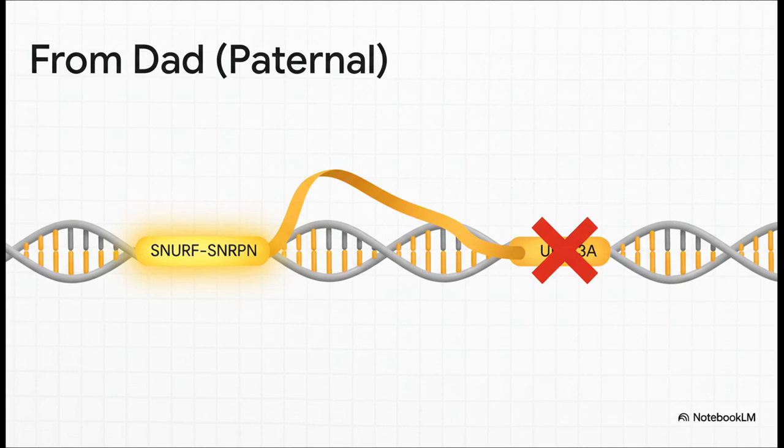Okay, so here's how it works. Let's start with the chromosome you inherit from your dad. On that copy, a special gene called SNRPN is switched on. Now this gene doesn't make a protein. It makes what's called a long non-coding RNA, or lncRNA. A key job of this long RNA is to basically stretch out across the DNA and physically block another gene nearby, called UBE3A. So, on your paternal chromosome, UBE3A is always silenced.